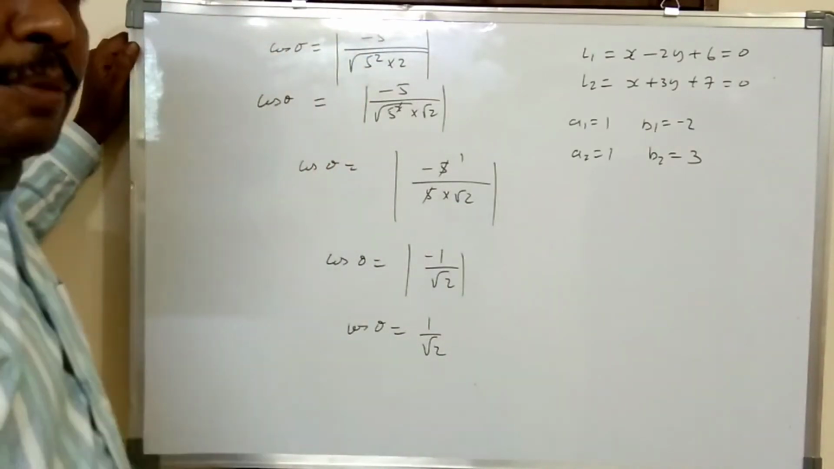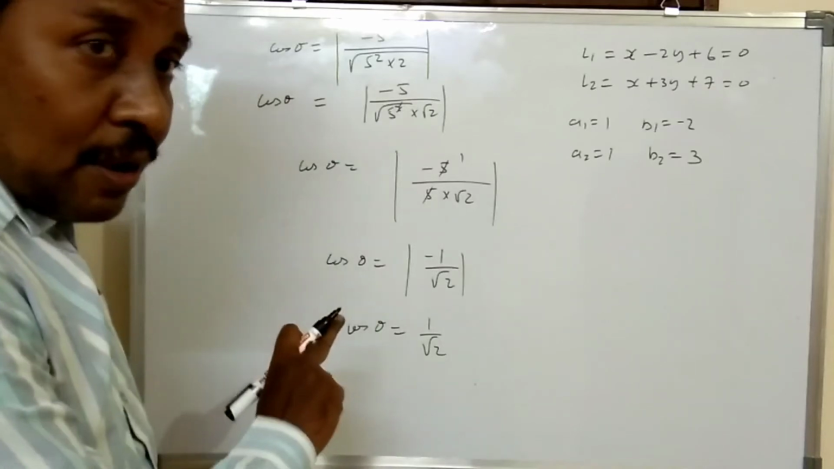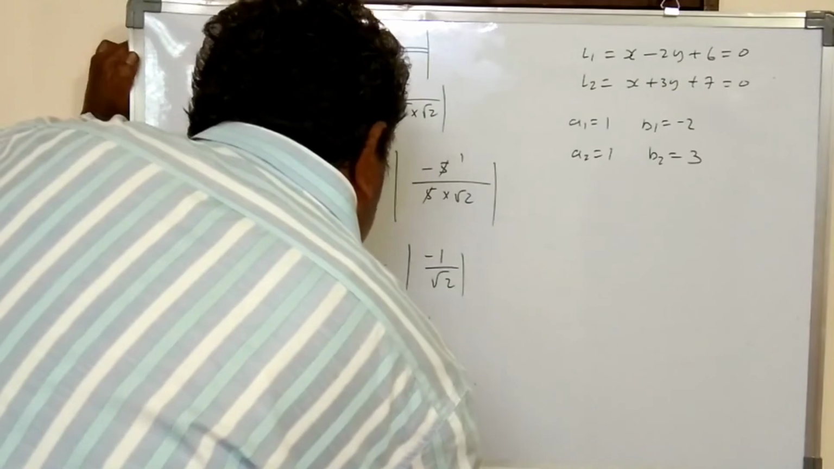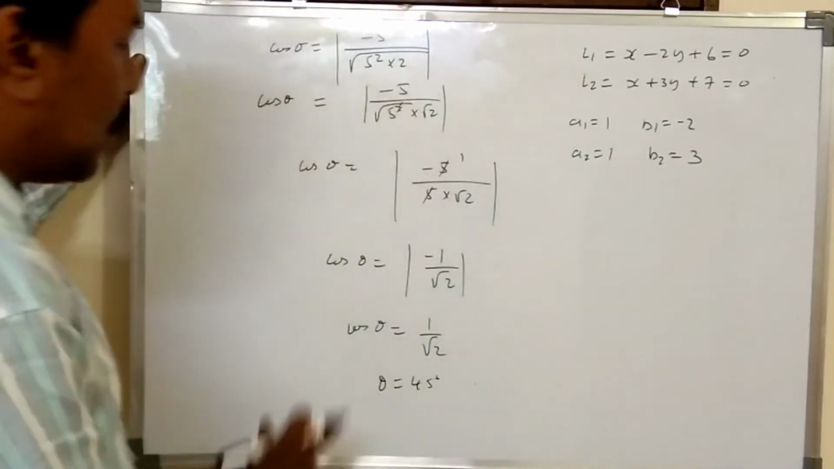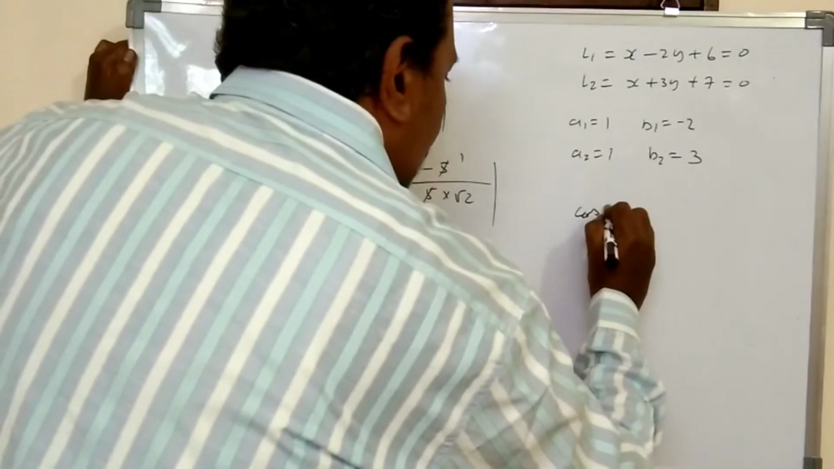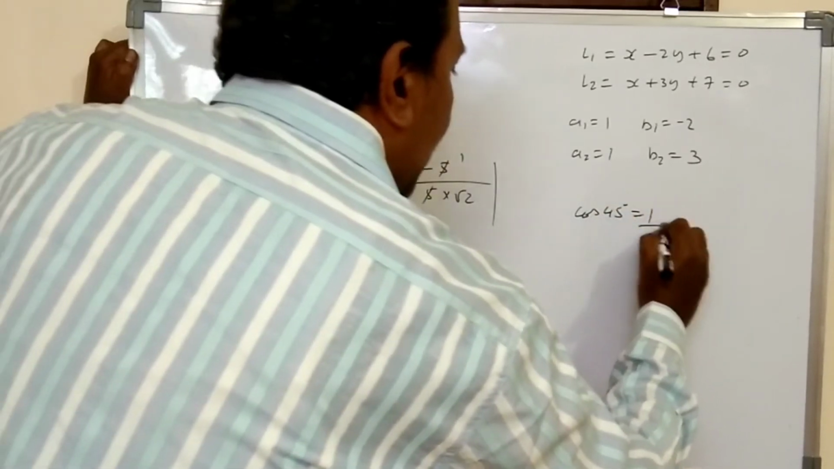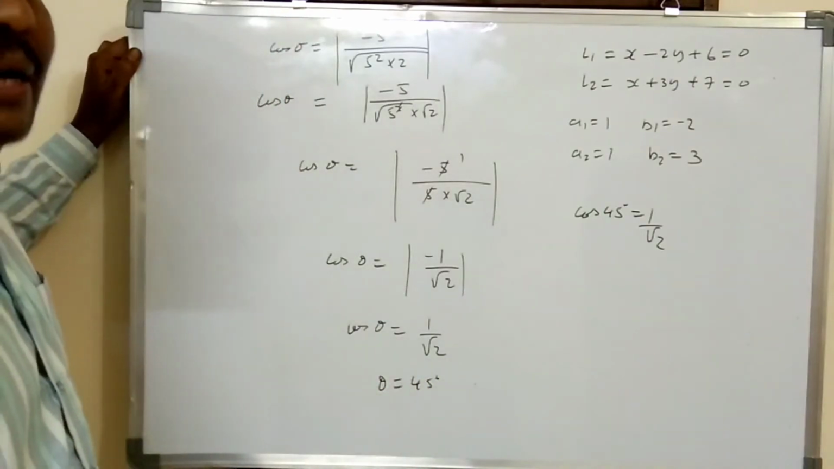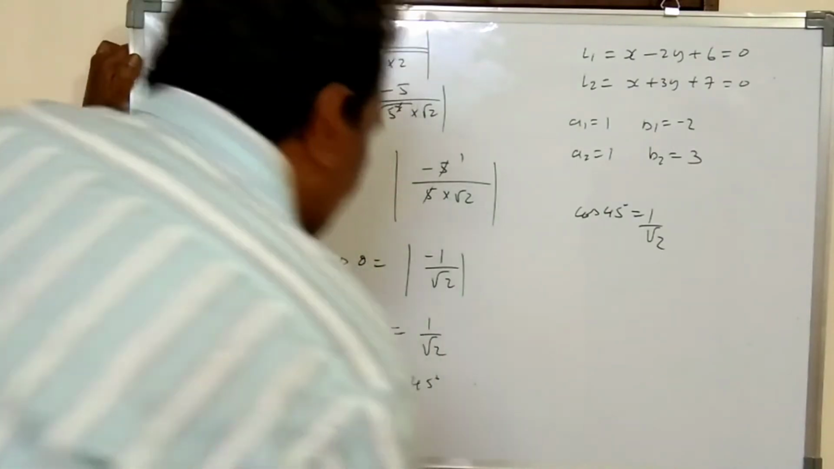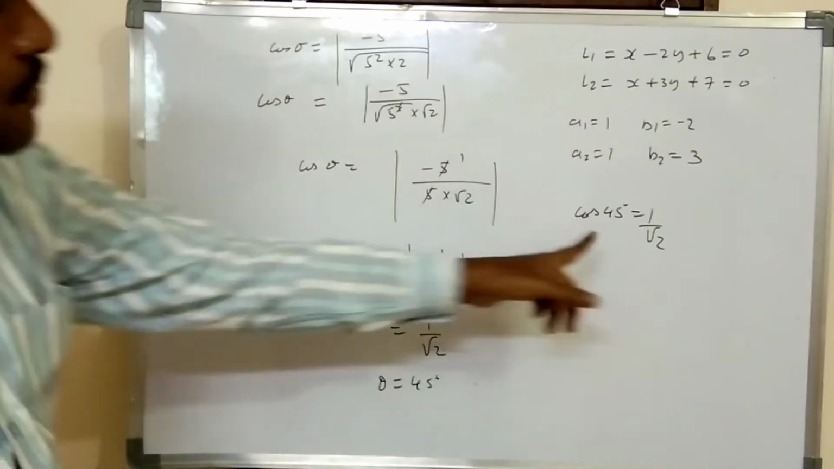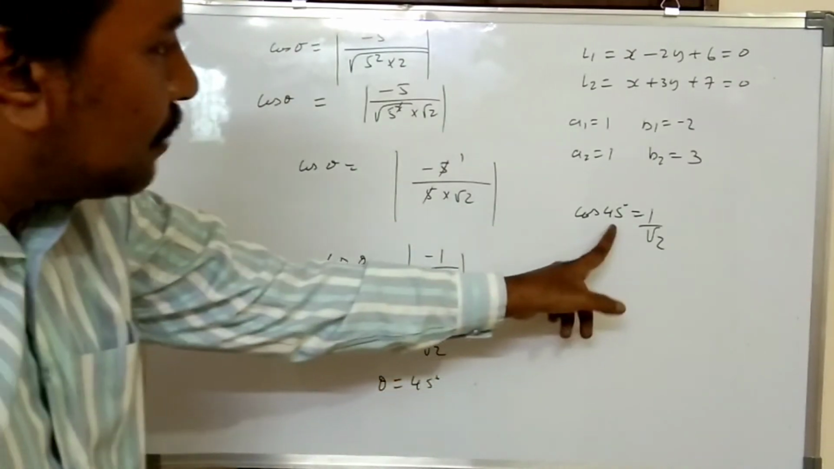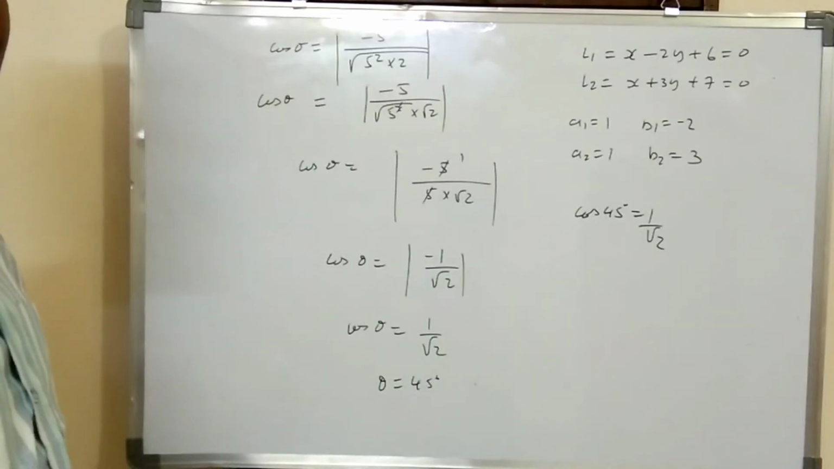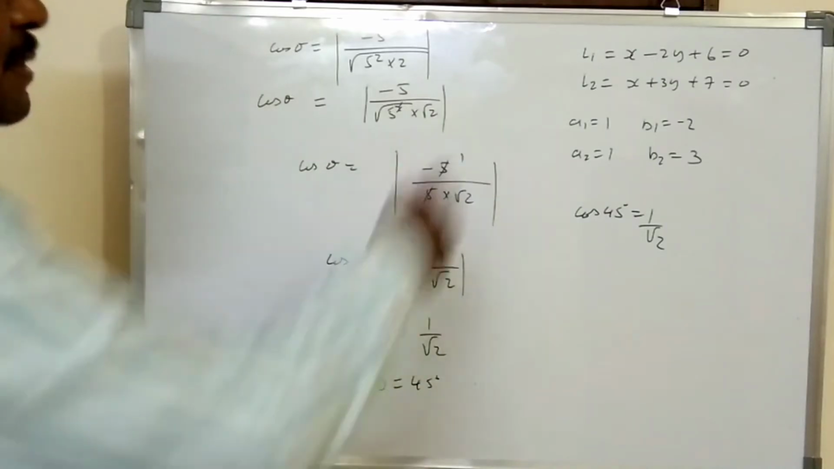So if you have any idea about trigonometry, what value of theta gives 1 by root 2? Yes, if theta is equal to 45 degrees, cos 45 degrees is equal to 1 by root 2. So here in place of theta we have to take 45 degrees. So theta is equal to 45 degrees. So the angle between the two intersecting lines is 45 degrees with that given equation.